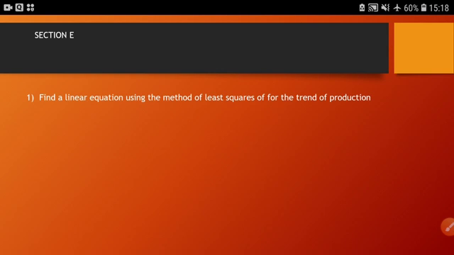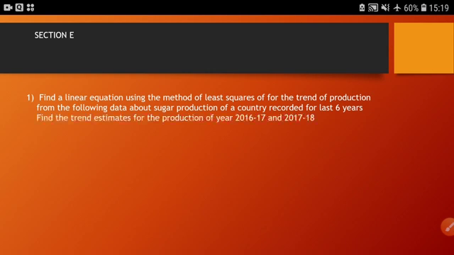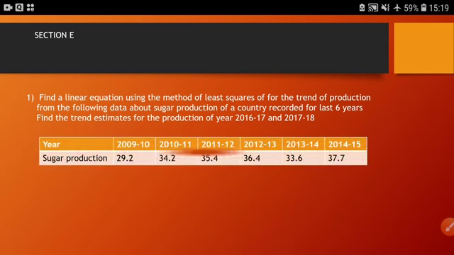I have taken a sum from the exercise to revise the topic. Find a linear equation using the method of least squares for the trend of production from the following data about sugar production of a country recorded for the last 6 years. Find the trend estimate for the production of years 16-17 and 17-18. Years 9-10, 10-11, 11-12, 13-14, 14-15 and sugar production 29.2, 34.2, 35.4, 36.4, 33.6 and 37.7 is given.